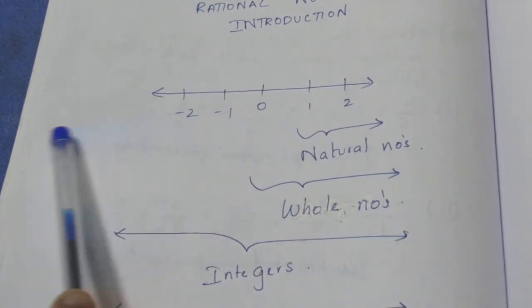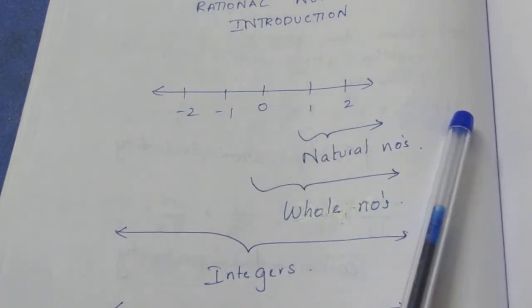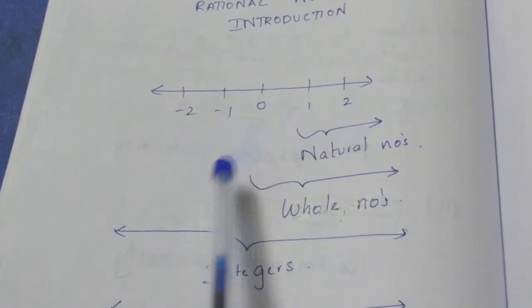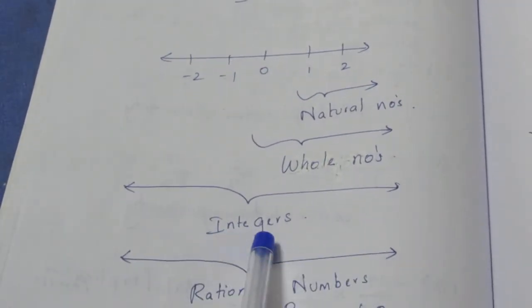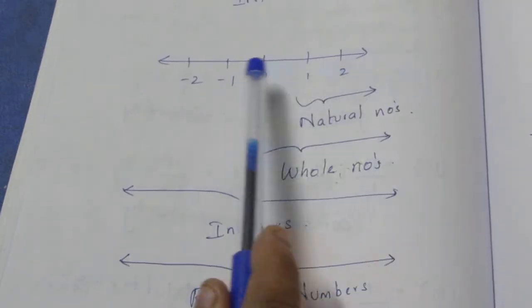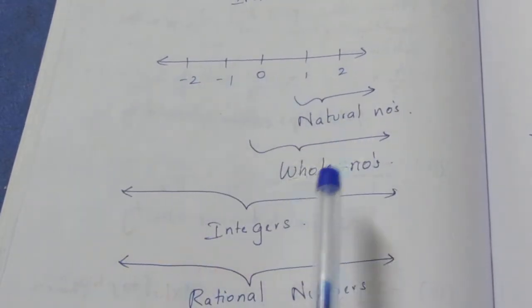And we have, you know this number line which you have learnt last year. Minus 1, minus 2, minus 3 on this side, 0, 1, 2, 3, 4 on this side. If these two are included, it's called integers. Integers, we have positive integers as well as negative integers.